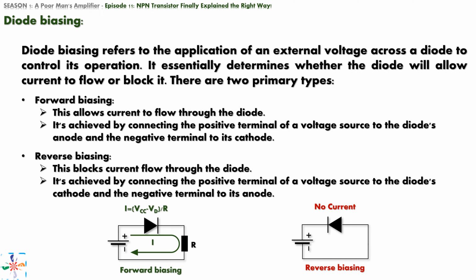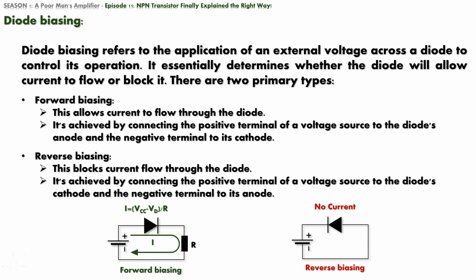Diode biasing refers to the application of an external voltage across a diode to control its operation. It essentially determines whether the diode will allow current to flow or block it. With an ideal diode, if you reverse bias the diode, or just flip it the other way around, no current should flow through the circuit. That is the function of the diode, to allow current to flow in only one direction.